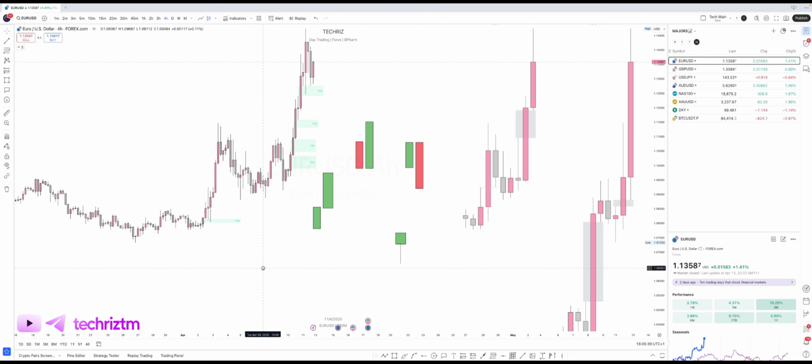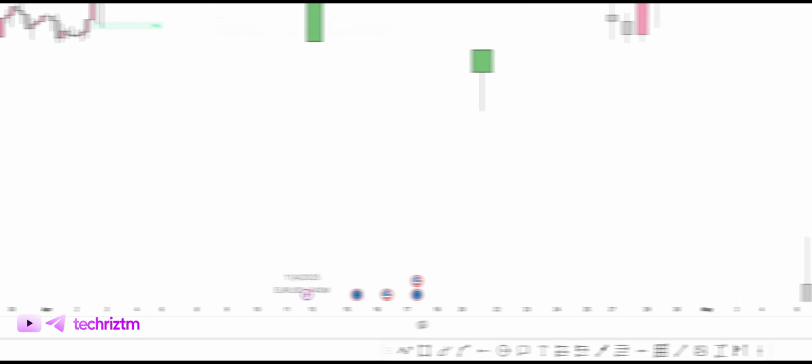Study tweezers, study pin bars. Pin bars are very important. Tweezers, pin bars, engulfings. These three, please study. If you're going to do without any other candlestick pattern, these three, please make sure you study. So pin bars are like something like this.